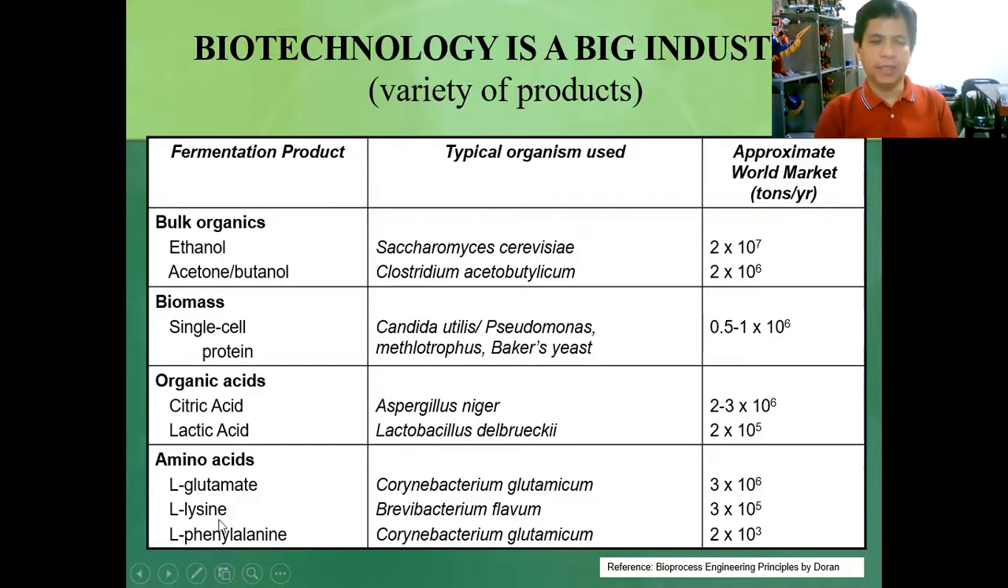And then lysine, if you still remember, is the amino acid generally used to improve the appetite of children. This is usually incorporated with multivitamins and mineral preparations. And this is produced by Brevibacterium flavum. And then phenylalanine. Phenylalanine is produced using Corynebacterium glutamicum, the same bacteria that produces the glutamic acid.